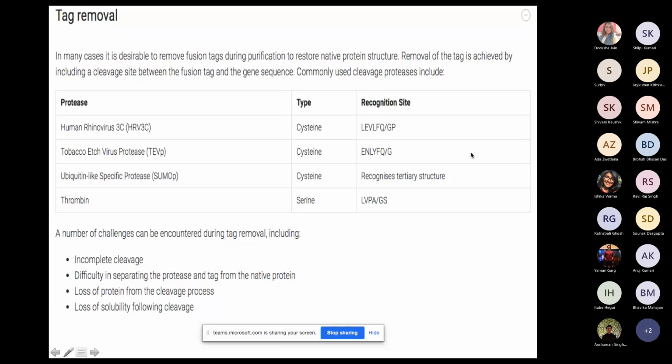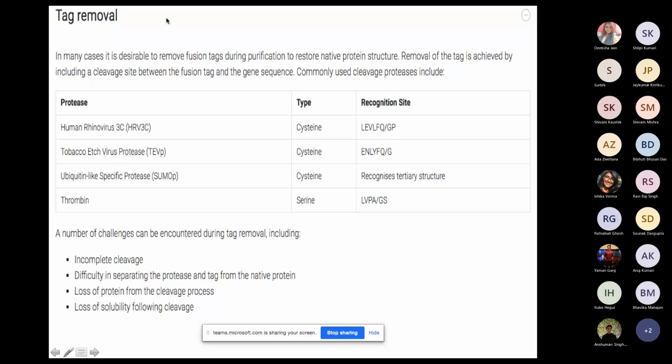So you have to take care that the frame has to be maintained starting from your signal sequence or this affinity tag, whatever you are using. So these are the various recognition sequences that can be used, and these are recognized by certain proteases. As I've already told you, you treat it with the proteases once your protein has been purified, and then it makes a cleavage and you get your protein of interest.